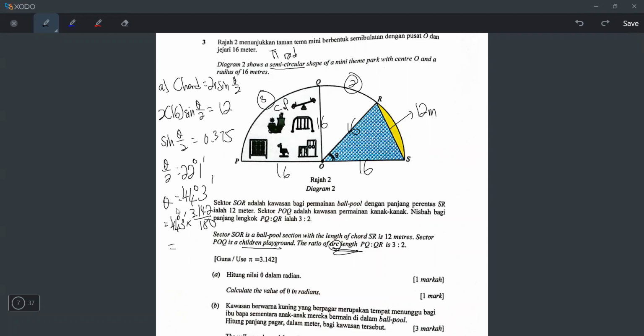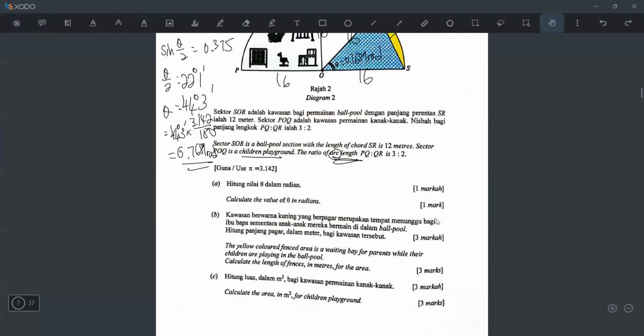So it's 0.7689 radian. So that's the answer for A. It means this is 0.7689 radian now. Okay. So that is the final answer for A. Okay. So 1 mark on A.